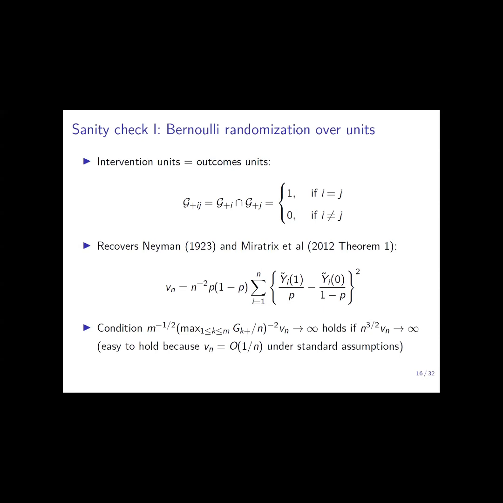This condition is satisfied most of the time, because in most interesting settings this Vn has order 1 over n, so this will diverge to infinity. That's the usual setting, variance 1 over n.